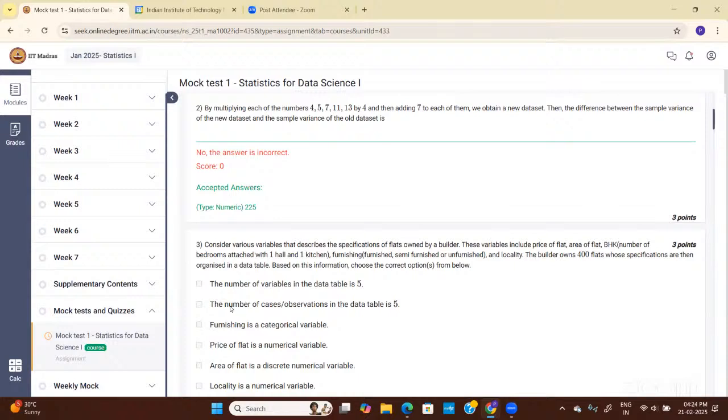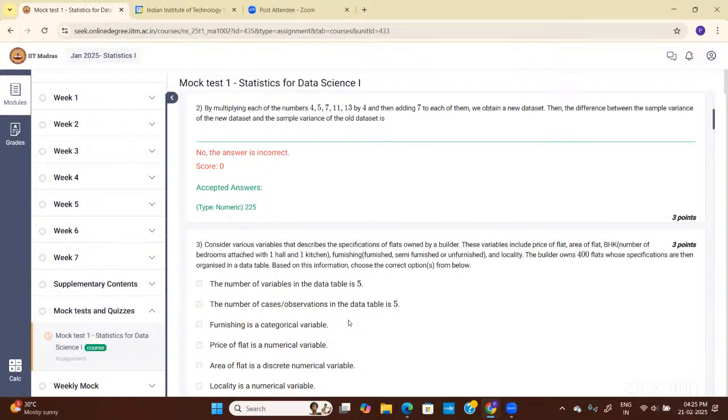The next option is the number of cases or observations in the data table is 5. Is it correct or wrong? Wrong, ma'am. Yes, that will be wrong because the number of variables is 5, not the cases or observations. Ma'am, in this question there are 400 observations, right? Yes, the builder owns 400 flats. If they have collected data for all the 400 flats, then it will be 400. Next is: furnishing is a categorical variable.